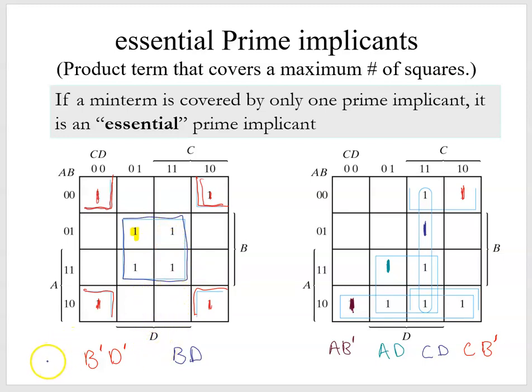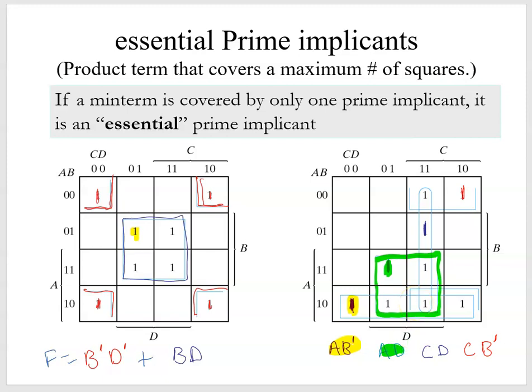We'd end up solving this function, f is equal to the sum of these 2 essential prime implicants, which are both the essential product terms. If we look at this one over here, if we pick this cell, the maximum number of squares that we can cover are these 4 at the bottom, and that's our A B' prime implicant. If we pick this cell, the maximum number of squares that can be encircled is 4, and it's these 4, so that gives us our A D' prime implicant.